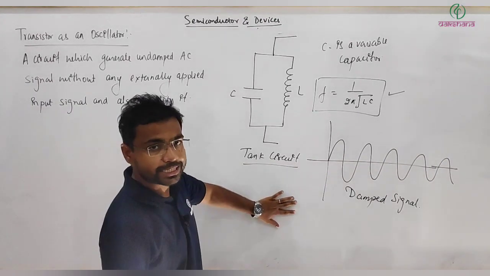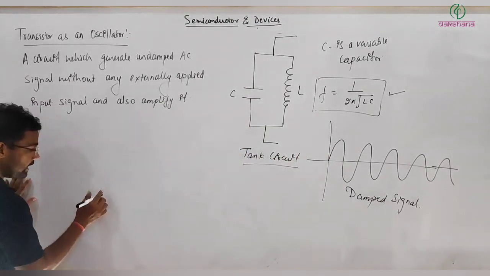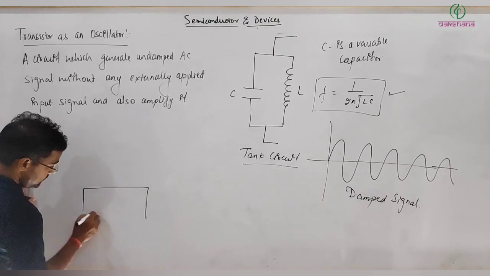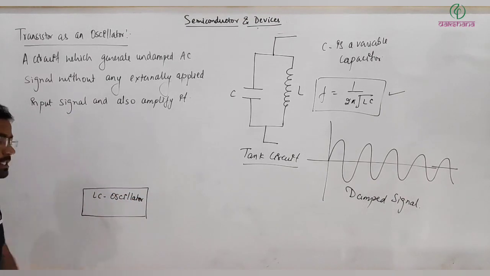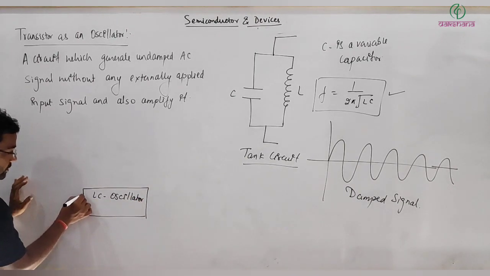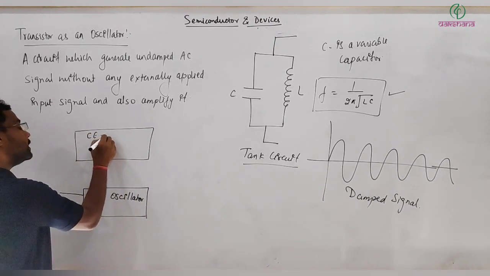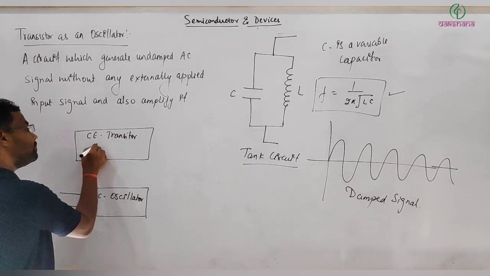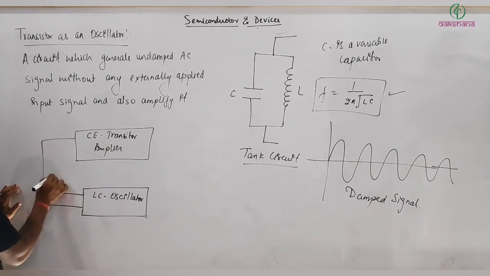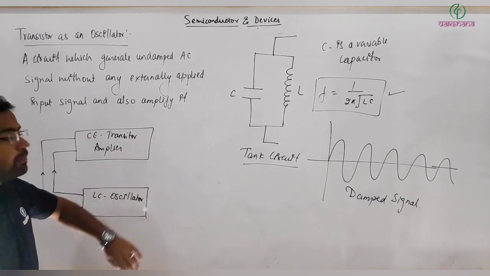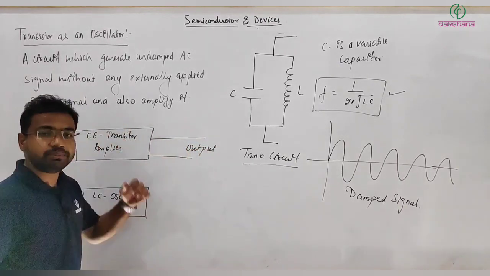So what can be done? Another thing is that it needs to be amplified. This is a tank circuit, an LC oscillator. This is the primary source of generating an AC signal, and this signal is fed to an amplifier, a common emitter transistor amplifier. This signal is fed to this amplifier, it will amplify, and here we will get an amplified AC output signal.